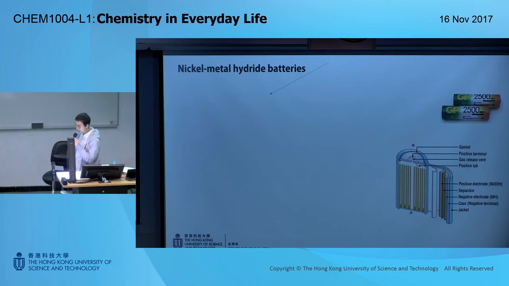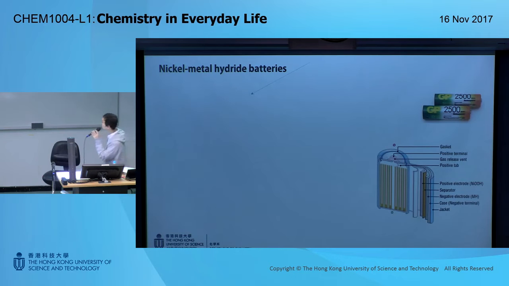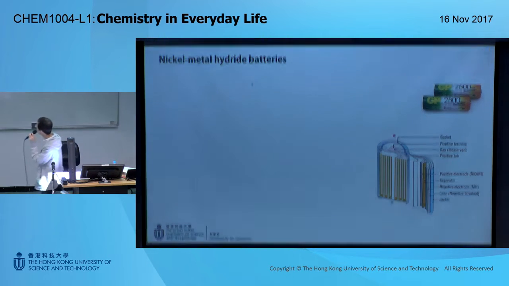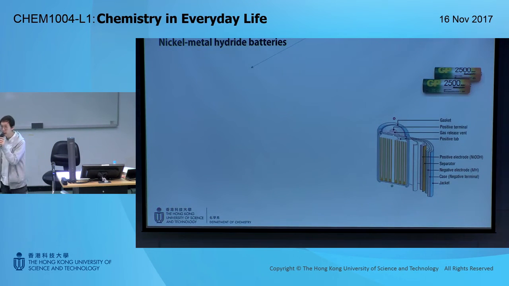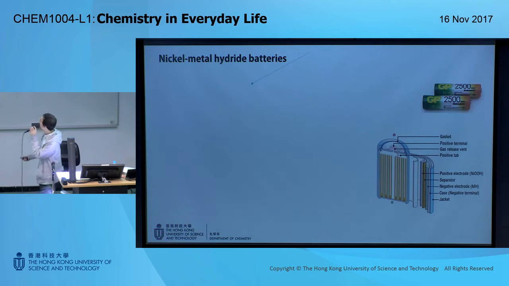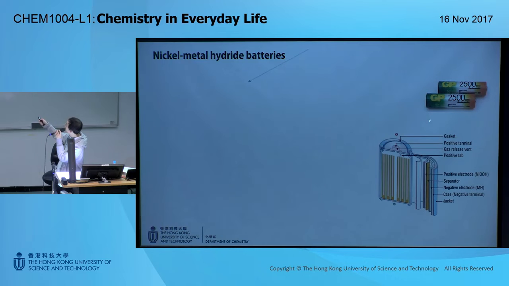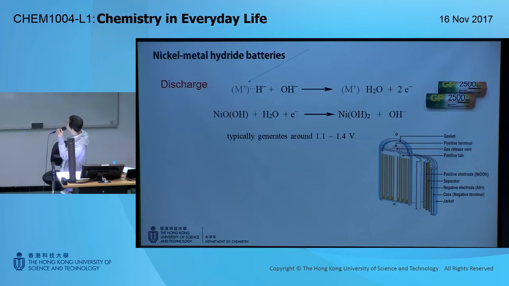So first of all, one of the examples is the nickel metal hydride battery. These are the most common type of rechargeable batteries that you will buy in the market today. So if you go out to the shop and buy a rechargeable battery, it's most likely that you're going to pick up one of these NiMH batteries. So let's look at the reaction involved and the setup of the battery.